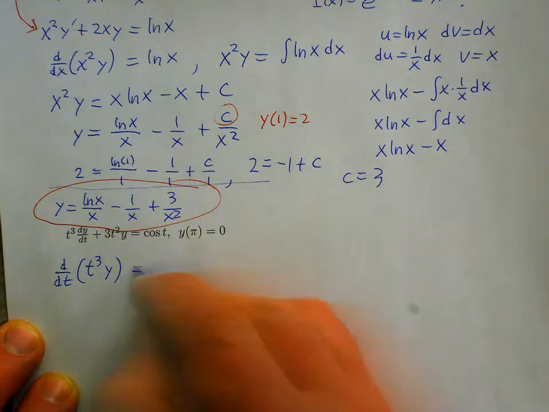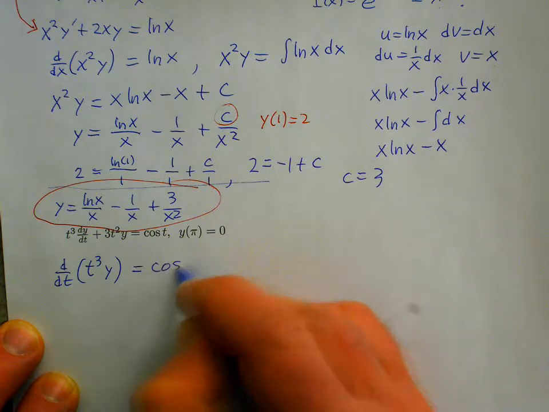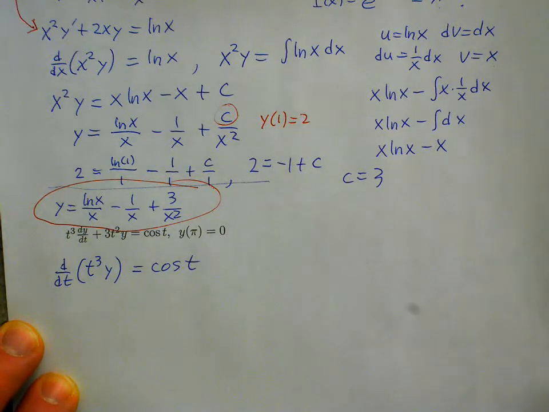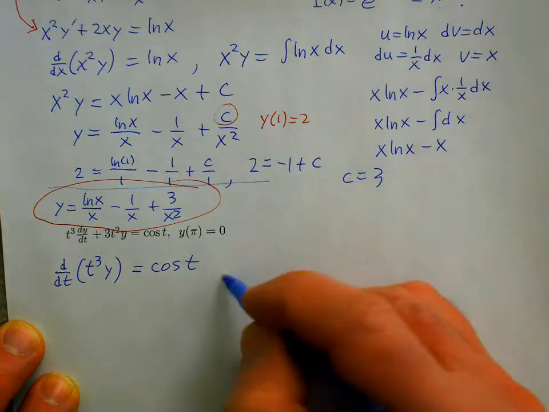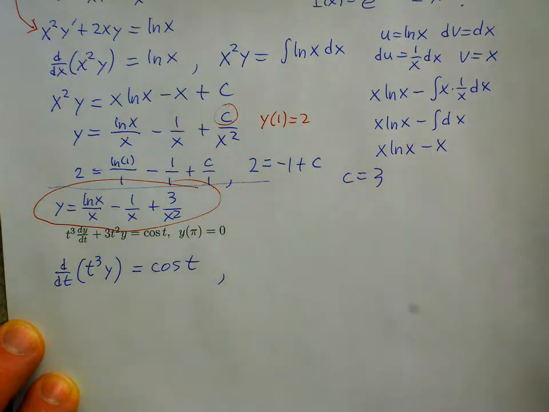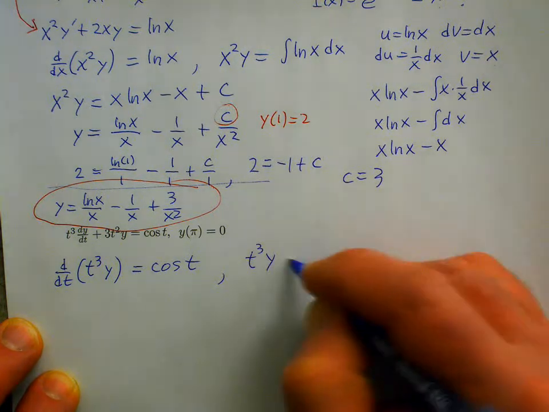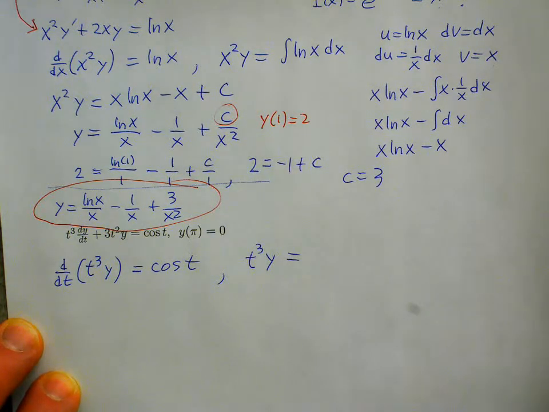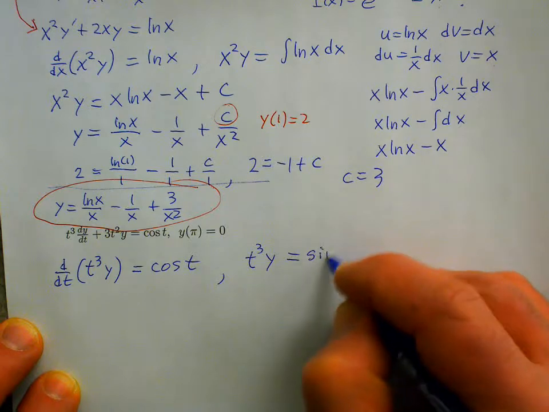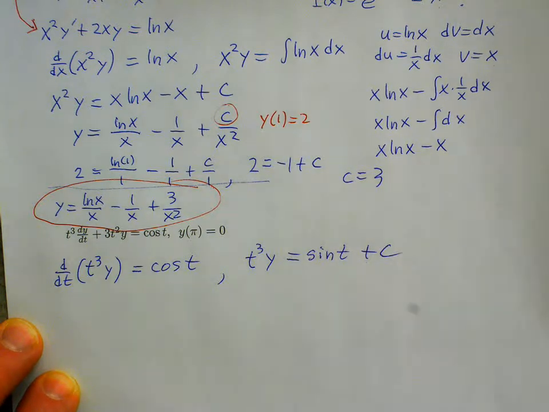So we saved ourselves a little bit of work. And now we can integrate both sides. So the left-hand side, when we integrate the derivative of a function with respect to t, we just get the function t to the third y. Integrate the right-hand side, we get sine of t plus a constant.